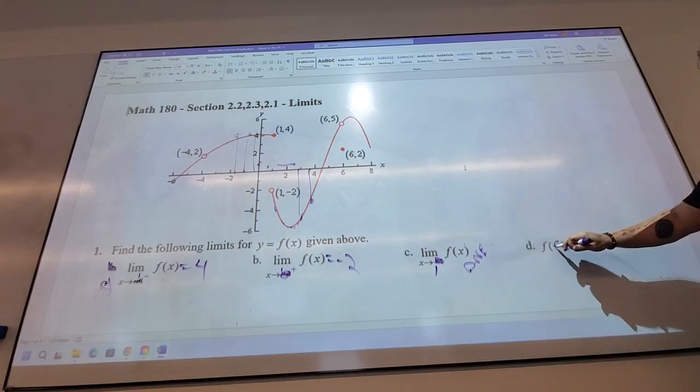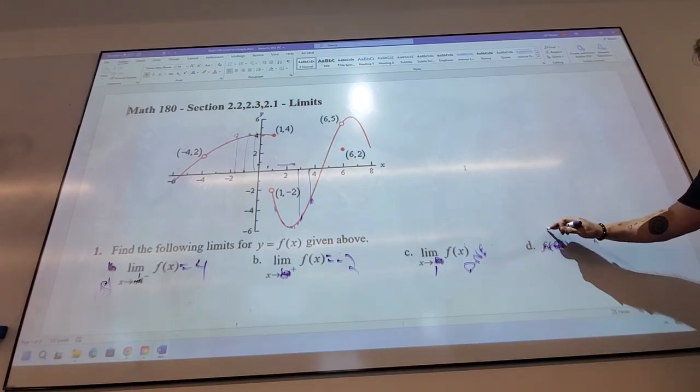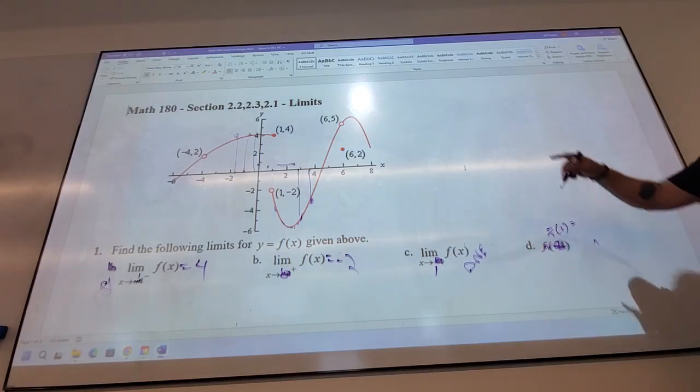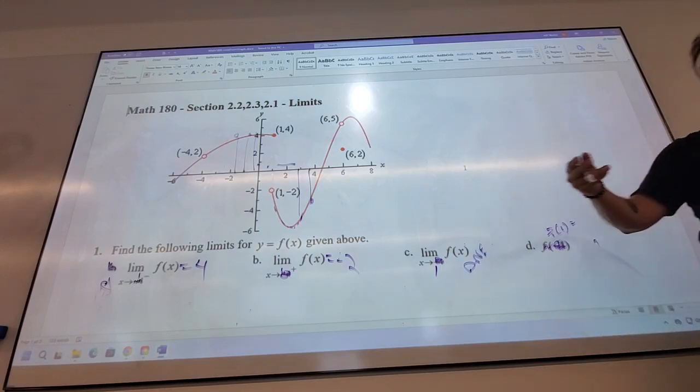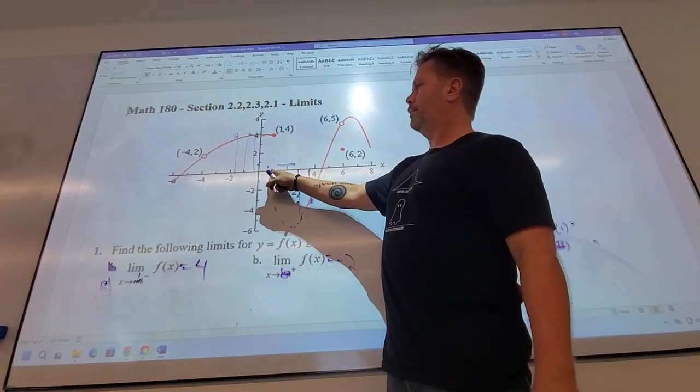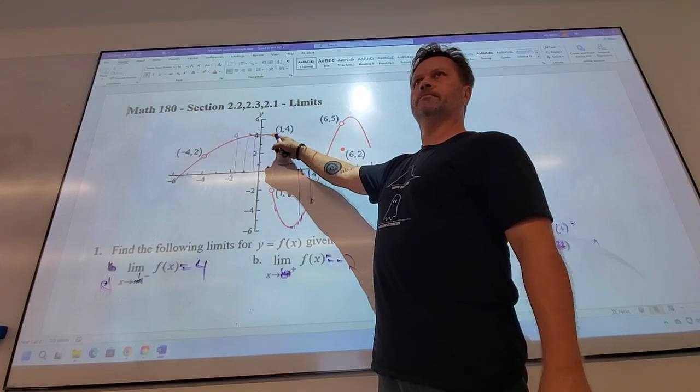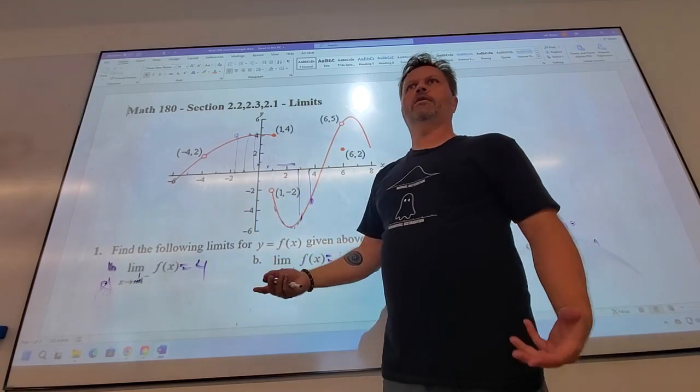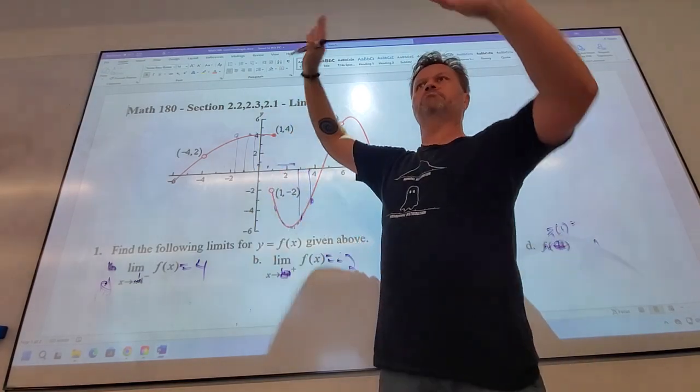And then finally, this says what's f of 1? What is f of 1? 4. Yeah, good. Is there an output at 1? Yes. It's 4. Doesn't matter, there's an open circle there. Not at all. The output of 1 is 4, period.